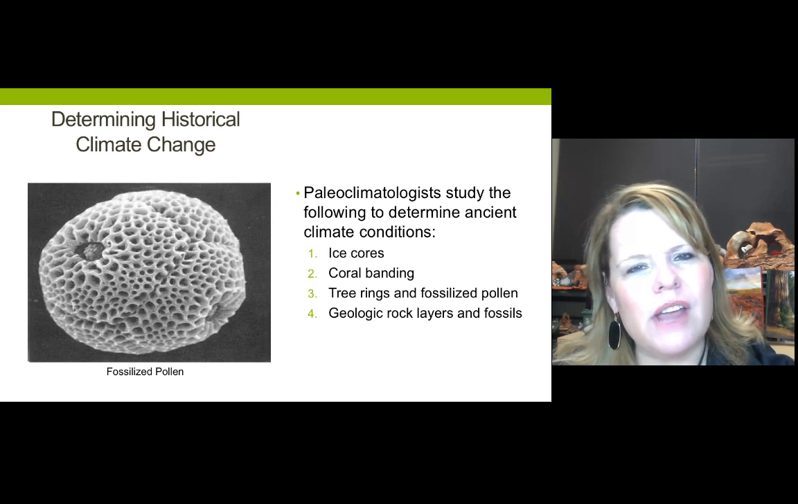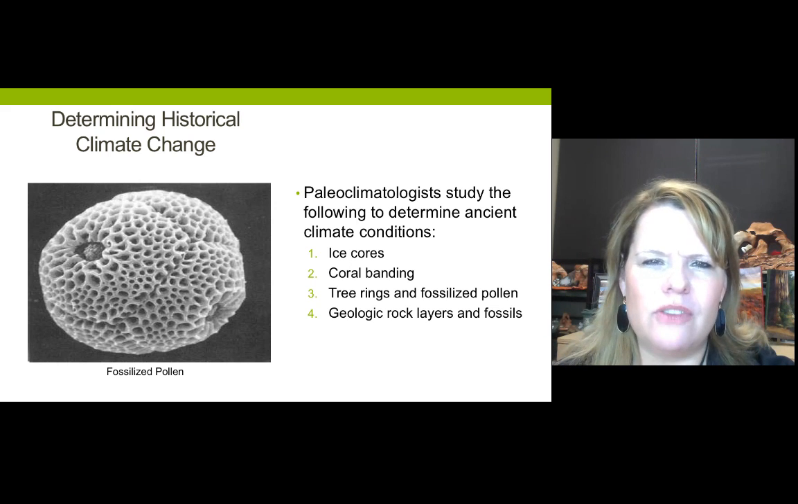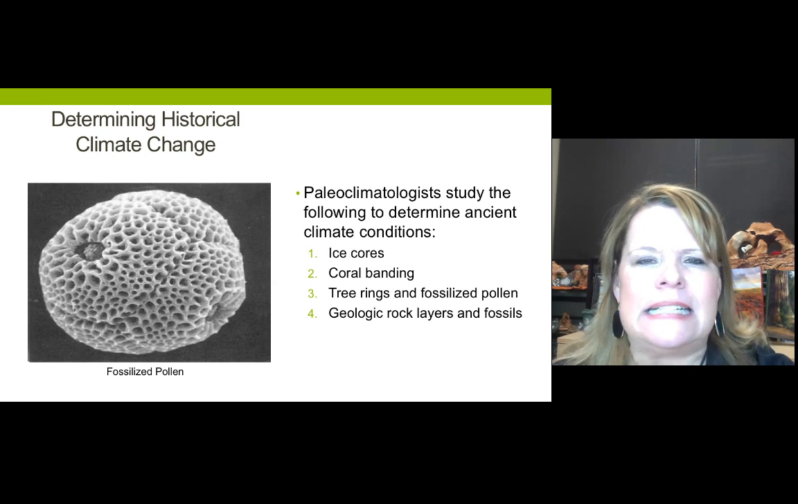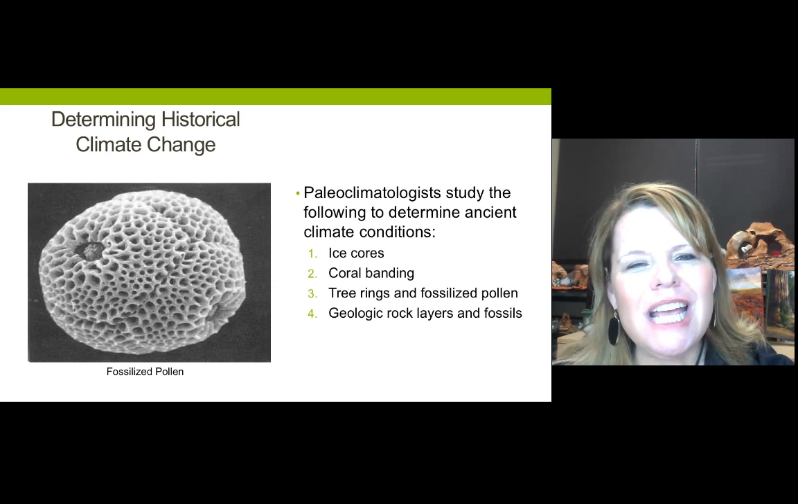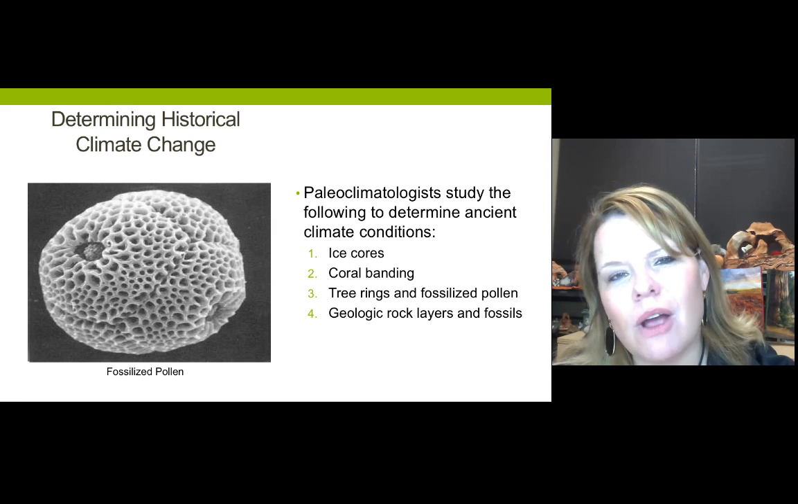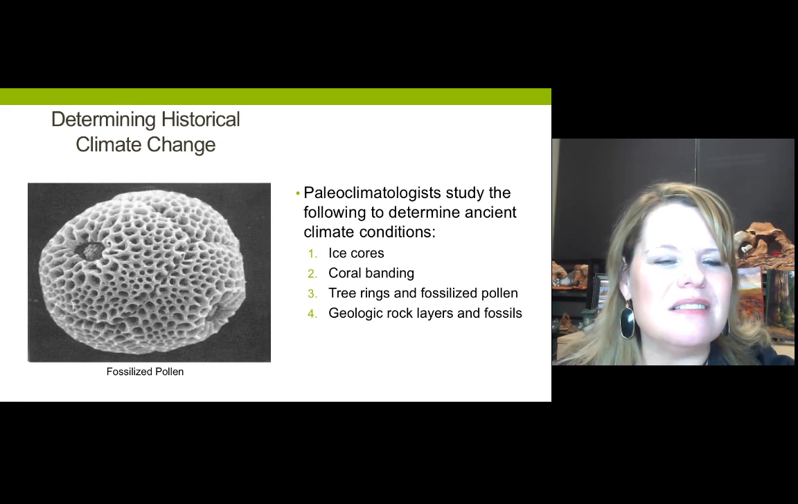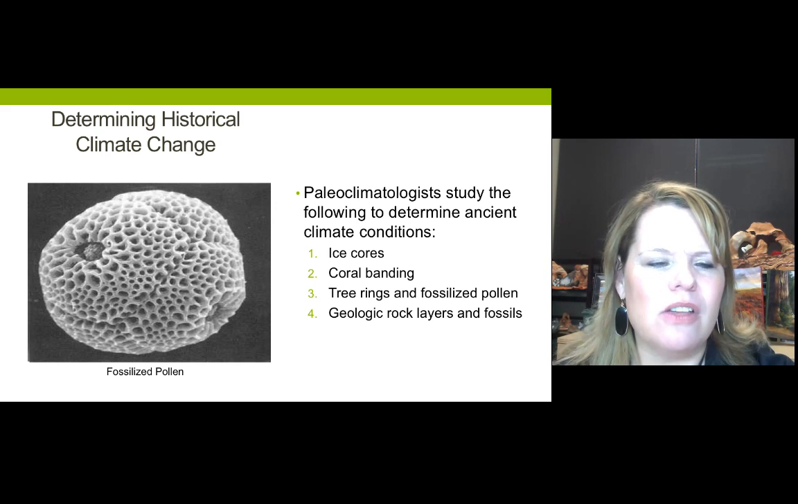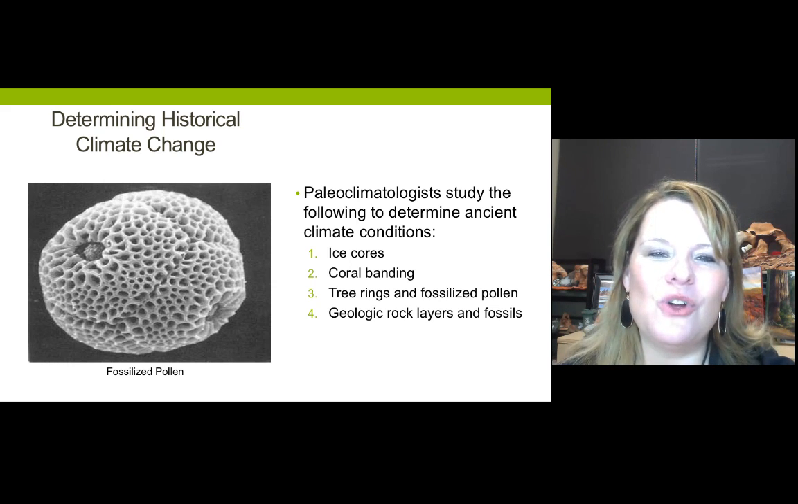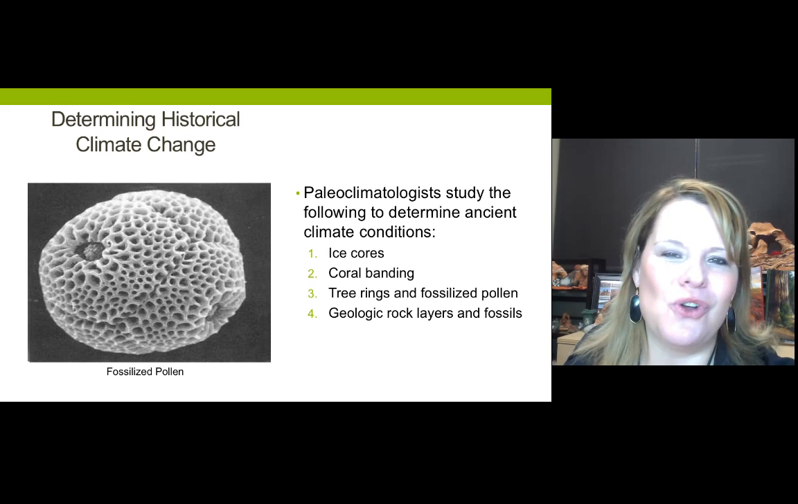We'll be looking at ice core data, which is by far the most impressive and the most reliable. We'll look at coral banding, which looks much like some of the problems that you'll see in the Caribbean if you go diving or snorkeling. We'll be looking at tree rings and fossilized pollen, and then we'll look at the geologic rock record, specifically layers and fossils that matter. So here's some fossilized pollen on the right, and you're like, really? There's pollen that's fossilized? Well, yes. And so we can determine ancient conditions by using the fossil record and rock record. It's an amazing field, and I highly encourage you to learn more about it.